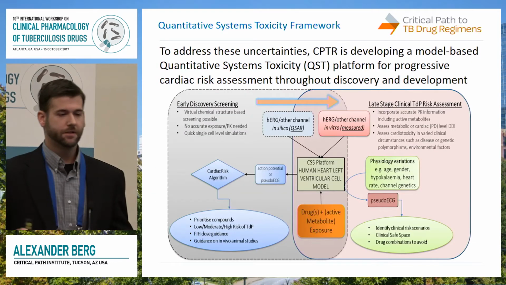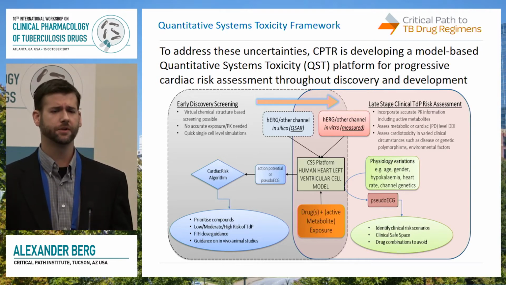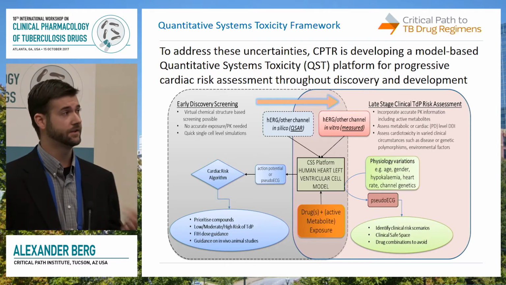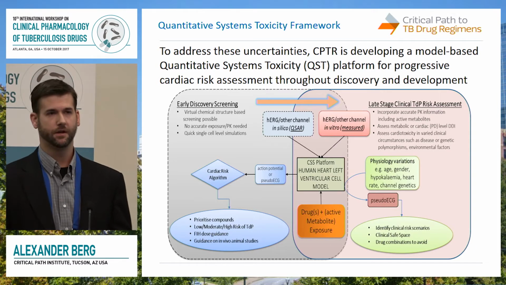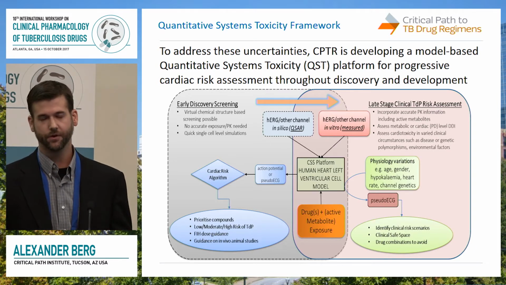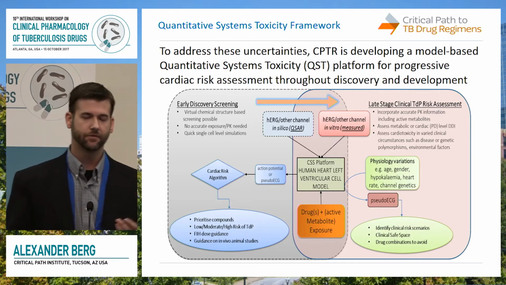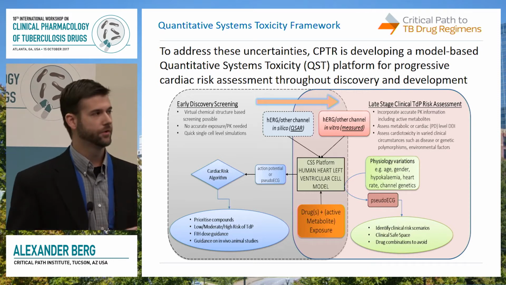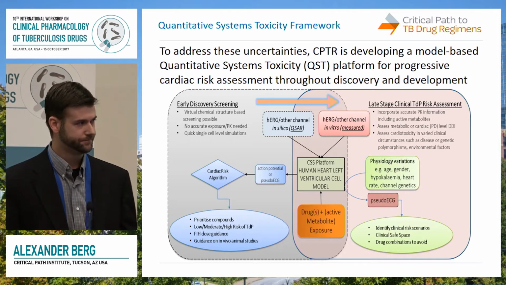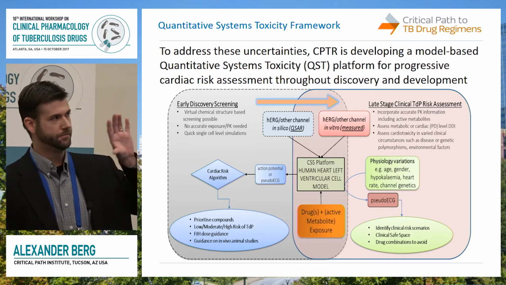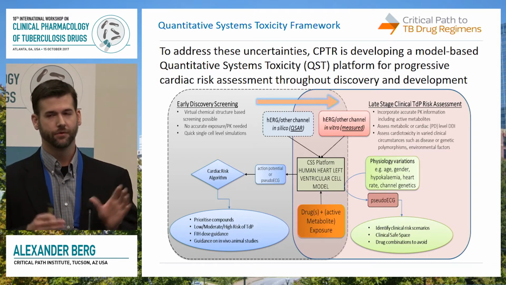So what the Modeling and Simulation Working Group is trying to do to address these uncertainties is to really put together a quantitative systems toxicity testing framework for cardiac risk assessment. This spans the development paradigm from early discovery all the way through late phase assessment in the clinic, and is intended to leverage available data at each phase in order to convert that data into a clinically relevant classification for torsades risk. Today I'm going to focus the bulk of the talk on the early discovery portion, but near the end I will talk a bit about what we're doing for the later stage assessment.